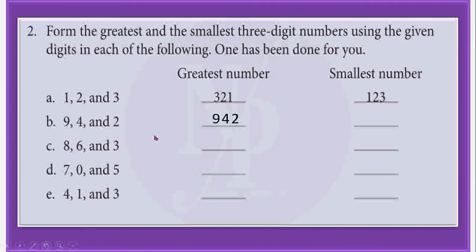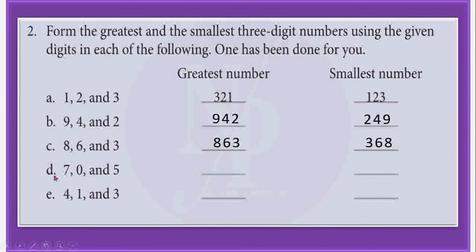To get the smallest number, write the given digits in ascending order. That is 249. 249 is the smallest number. C. 8, 6 and 3. So to form the greatest number, write the digits in descending order. You will get 863 and the smallest number will be 368.